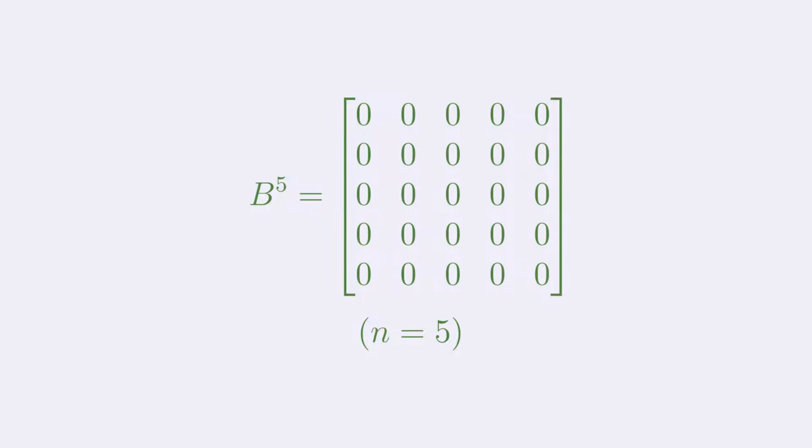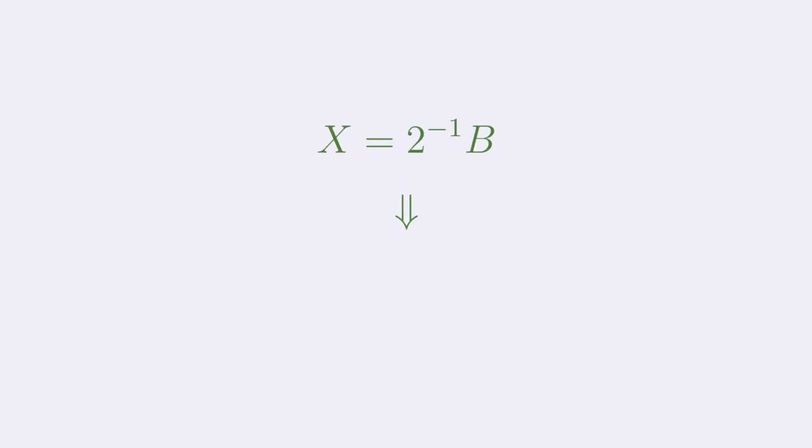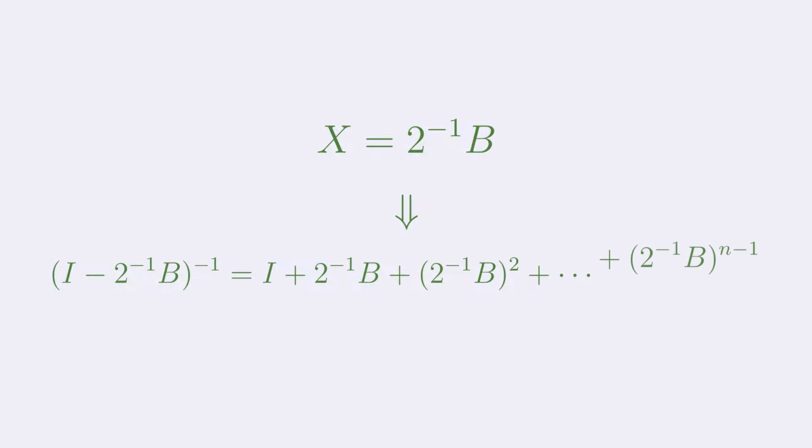So if we substitute in 2 inverse b for x, we get the formula: the inverse of I minus 2 inverse b is equal to I plus 2 inverse b plus 2 inverse b squared, etc. We can then also drop all the terms with the power of n or higher. This results in a finite sum that is quite easy to implement, and it was the original algorithm I used to calculate the inverse matrix.